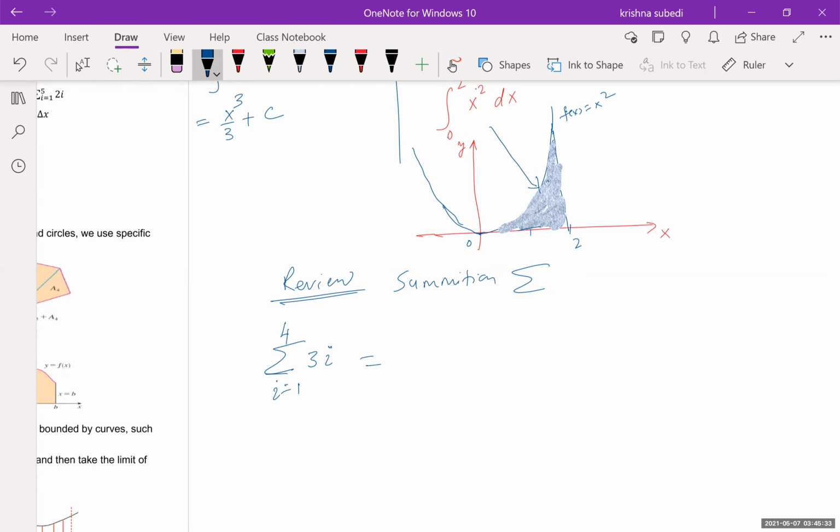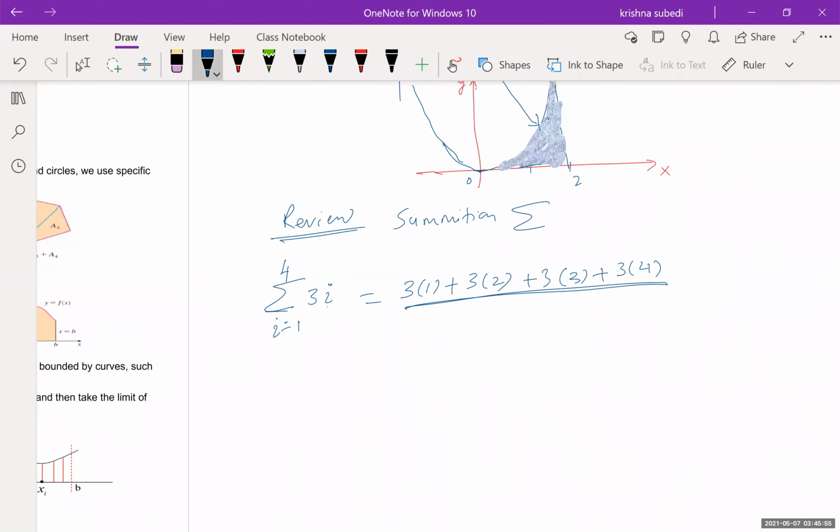What does that mean? What it means is 3 times 1 plus 3 times 2. Remember, i is from 1 to 4. So plus 3 times 3, plus 3 times 4. This represents the sum of all of these numbers. Instead of writing all of these, it's nice to just write this, it's really a shortcut, right? We can put them in a concise form using the summation sign.